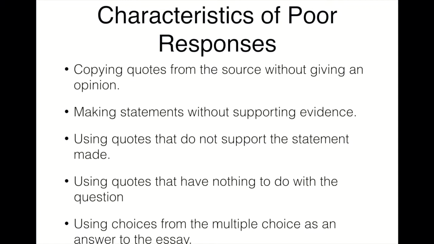They're talking about Julius Caesar, but the quote is talking about Marcus Aurelius. The 2 things don't match. Another is using quotes that have nothing to do with the question. The question is asking about changes in emperors in the Roman Empire, and they use a source talking about grain shipments in Egypt during the latter stages of the Roman Empire. It has nothing to do with what's being asked. And finally, students use choices from the multiple choice questions previously as an answer to the essay.